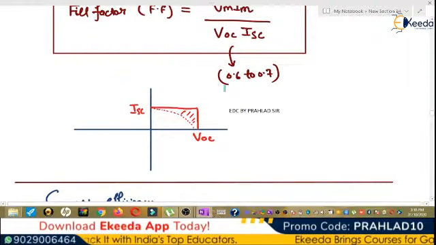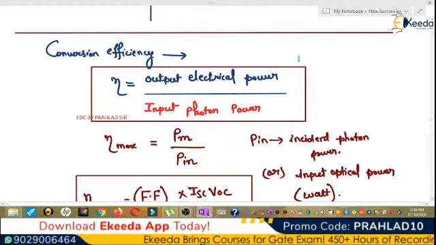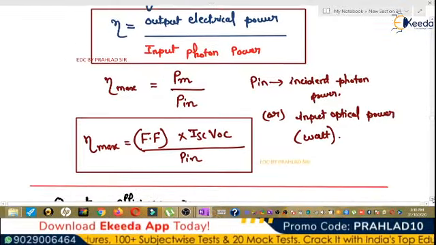So this is the fill factor, VM·IM by VOC into ISC. Conversion efficiency we can calculate. Conversion efficiency is eta. It is output electrical power divided by input photon power. So this is the eta max, and output electrical power is PM, and input photon power is Pin. Pin is the incident photon power or input optical power.